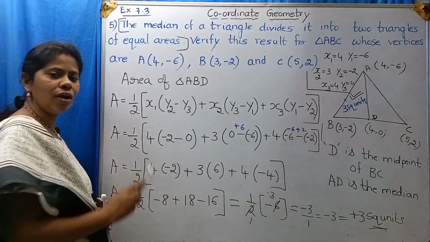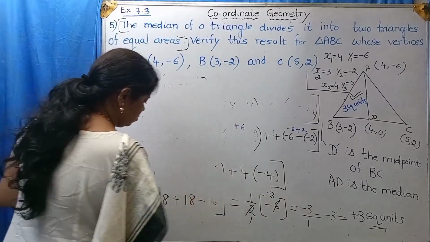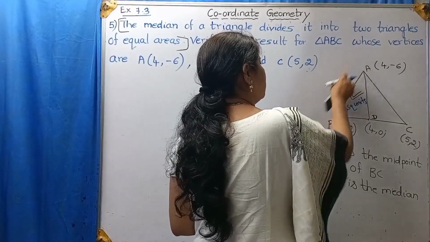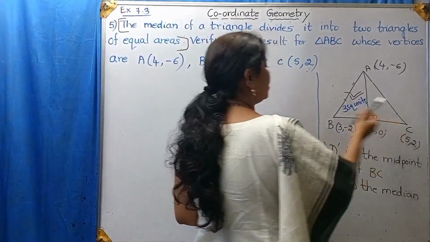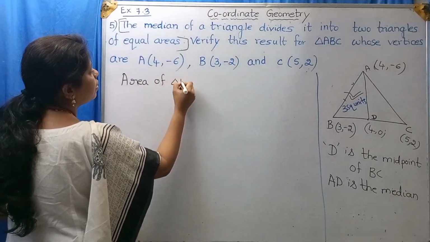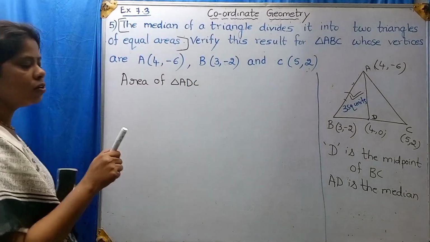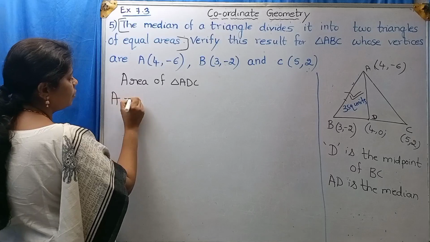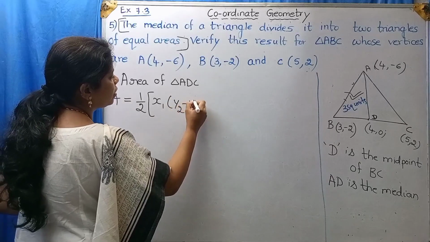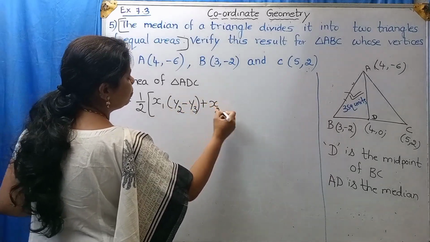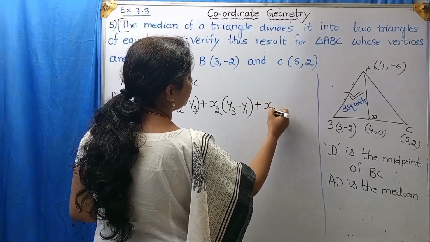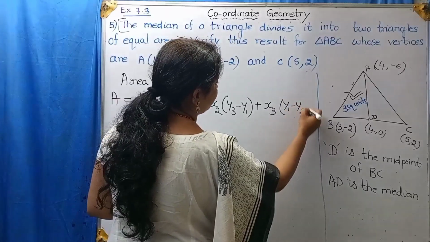I am going to rub the board. You can copy it out. Now, let us find out the area of triangle ADC. And we know the coordinates. Therefore, we can use the formula A is equal to half into x1 (y2 minus y3) plus x2 (y3 minus y1) plus x3 (y1 minus y2).